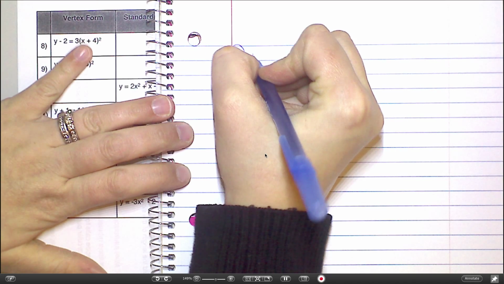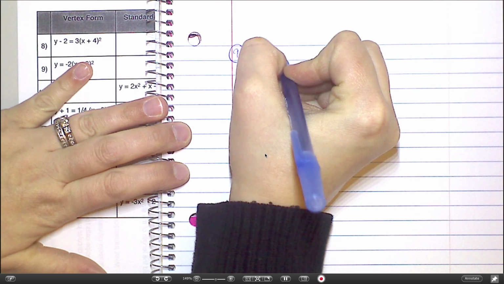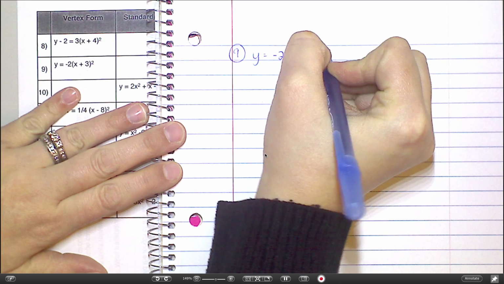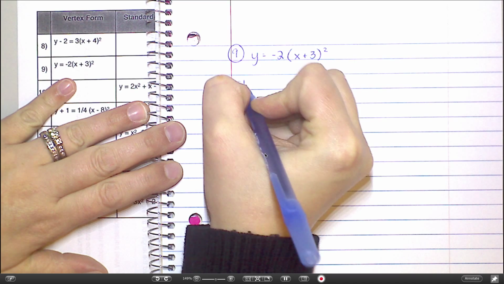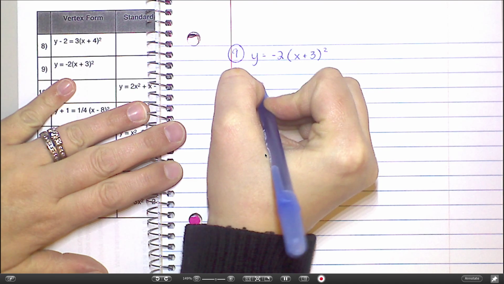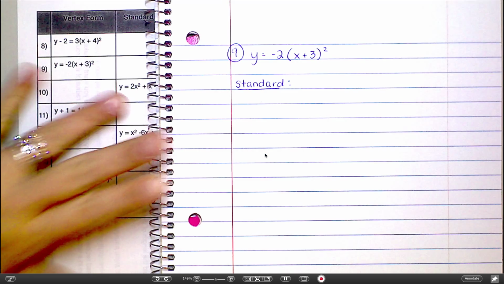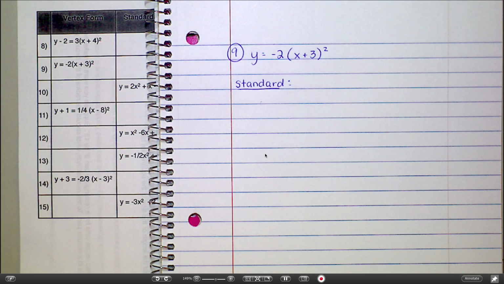9 right now says y equals -2 times (x plus 3) squared. And I first want to put that in standard form. Okay. How do I get something from vertex form to standard form? With an equation? Not really. With a formula? Actually, no. And I picked up on what Austin said because this is a big misconception that students have.